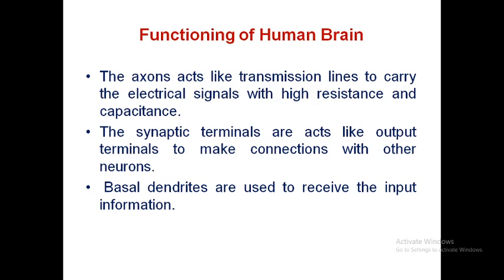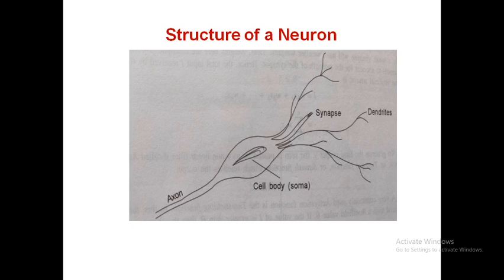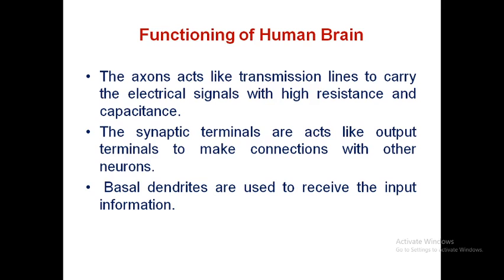Connections to other neurons also have to go from the synaptic terminals. The synapse is the interconnection of one neuron to another neuron, or one cell body to another cell body. So dendrites receive the information, and synapses send the information through the axons to the other neurons. The axons act like transmission lines to carry the electrical signals with high resistance and capacitance. So these are the functions of the human brain. The same we will mimic in the artificial neural network.